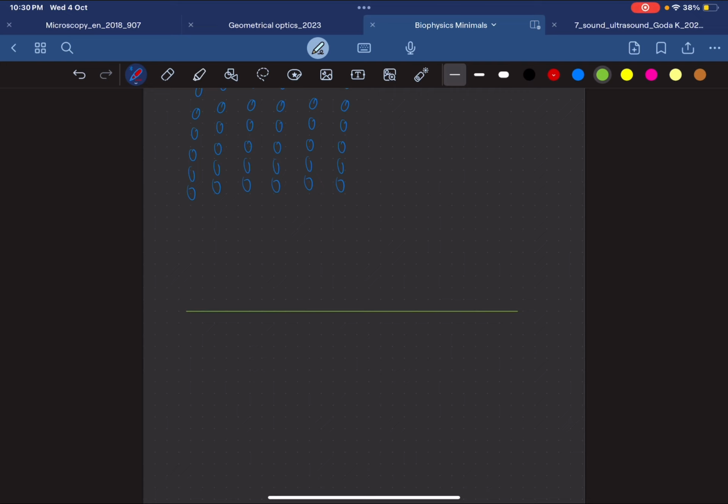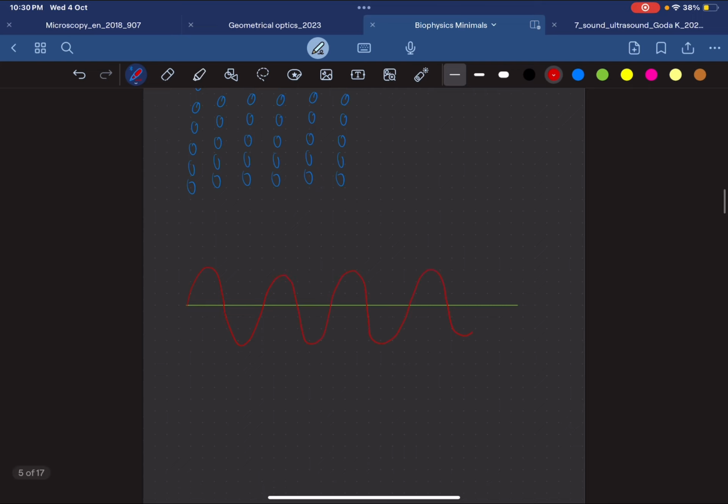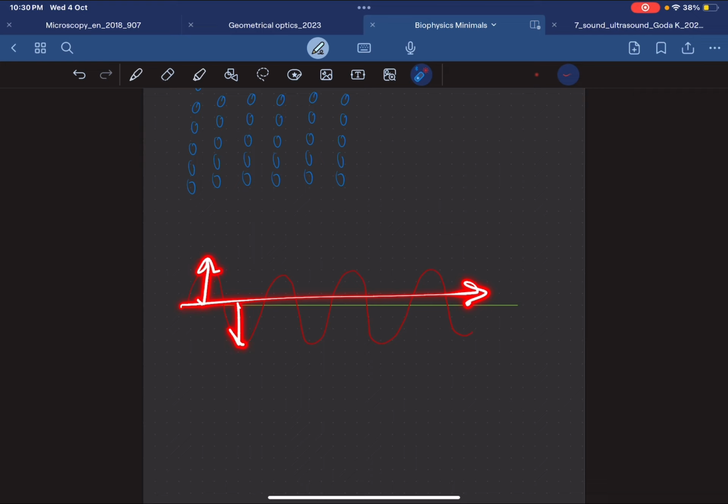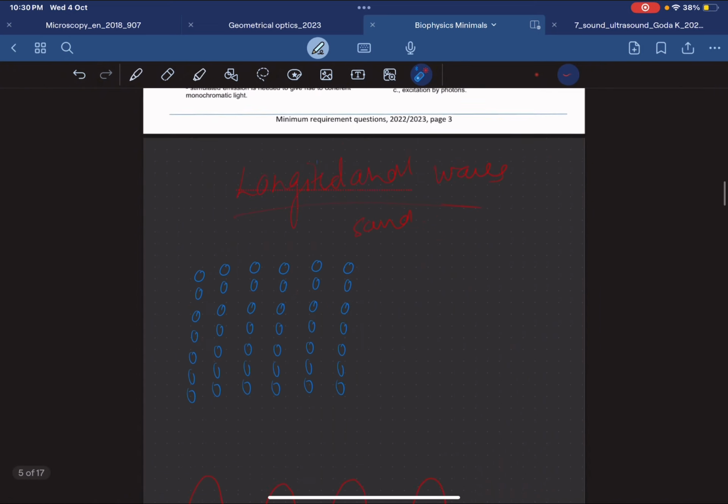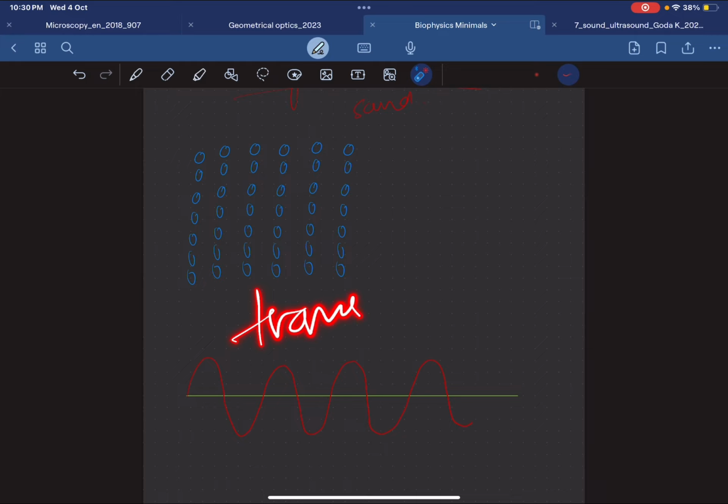Now when we come to transverse, that's basically our electromagnetic waves, where our waves are traveling up and down and up and down, but they are propagating here. The waves are traveling up, down, up, down, 90 degree angles all around, perpendicular to the direction of propagation, right? These are called transverse waves.